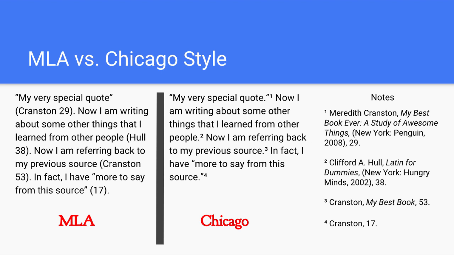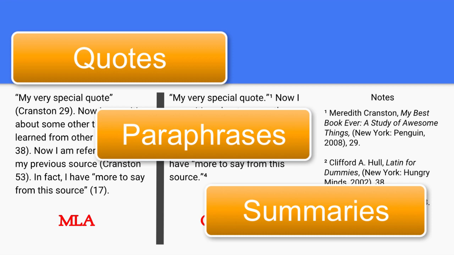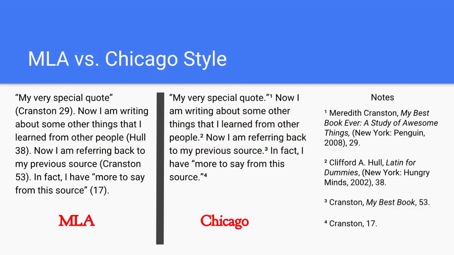As you know, you must include an in-text citation anytime you refer to information you got from an outside source, namely quotes, paraphrases, and summaries. The left passage is written in MLA style using parenthetical citation. The same passage on the right column appears in Chicago style.